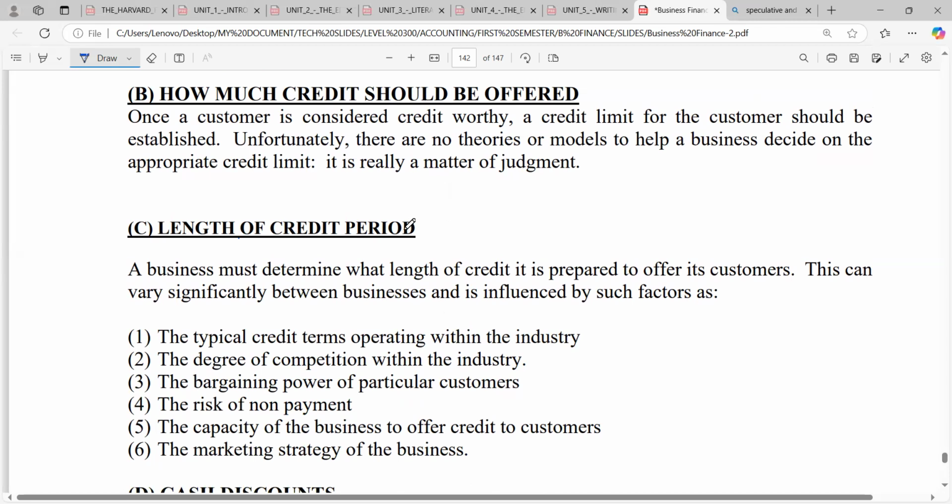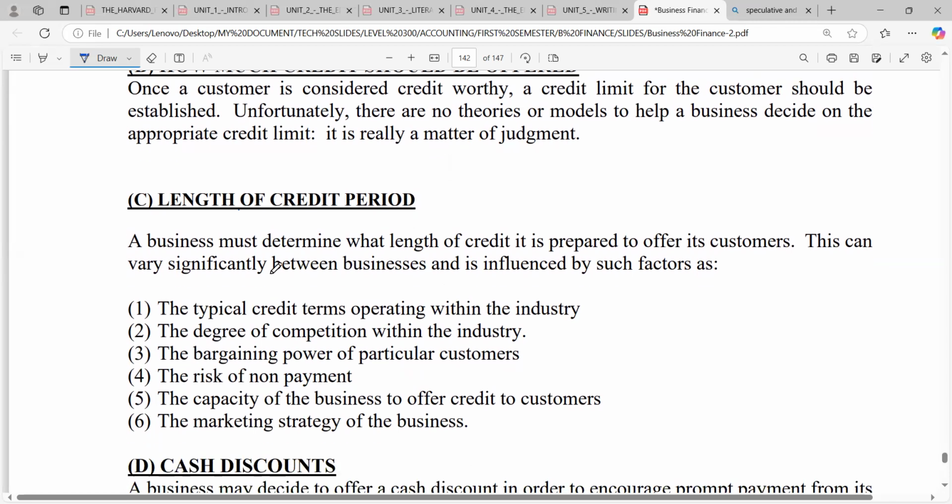This can vary significantly between businesses and is influenced by factors such as the type of credit terms operating within the industry, the degree of competition within the industry, the bargaining power of a particular customer, the risk of non-payment, the capacity of the business to offer credit to customers, and then the marketing strategy that will determine the number of days or period you want the customer to enjoy.